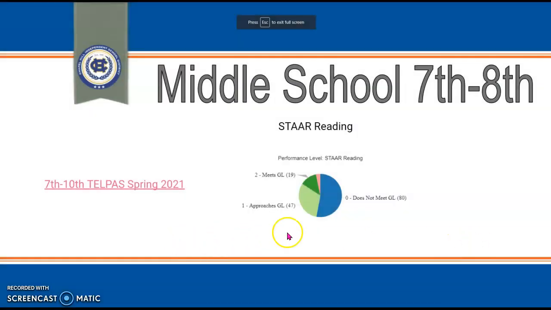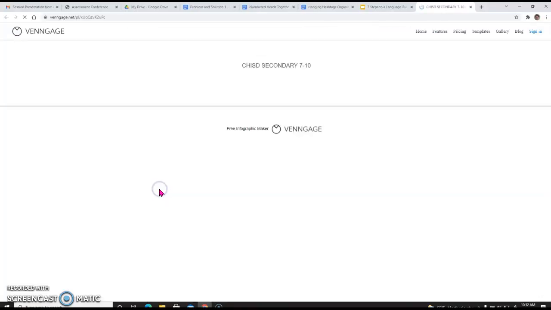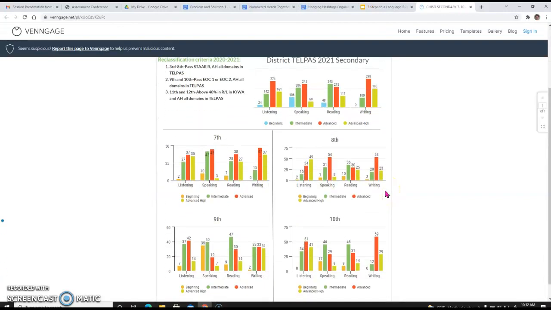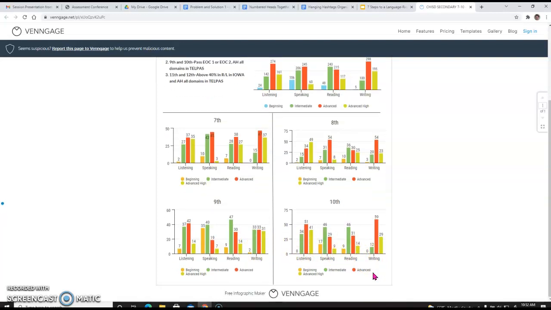Now, if you're in middle school, this is what our results were this last year, just for our EL students. So we have a much larger group of students that aren't meeting their STAR reading. And looking at TELPAS, again, just like in elementary, we start seeing that predominant result with intermediate and advanced all the way throughout. So this pretty much follows us into high school as well.